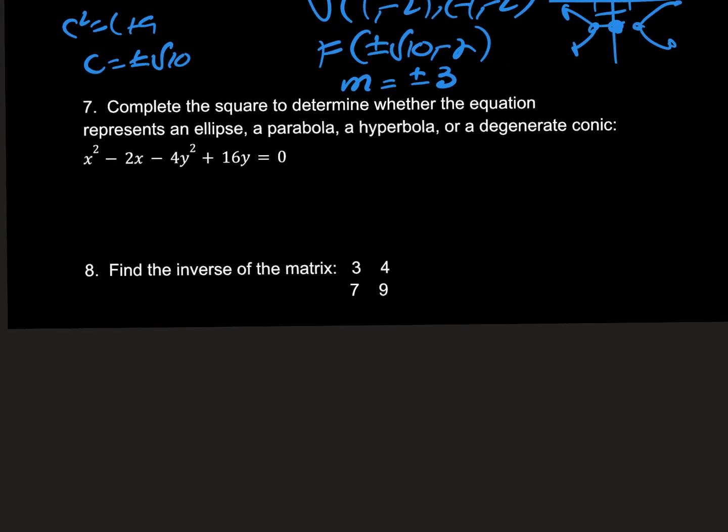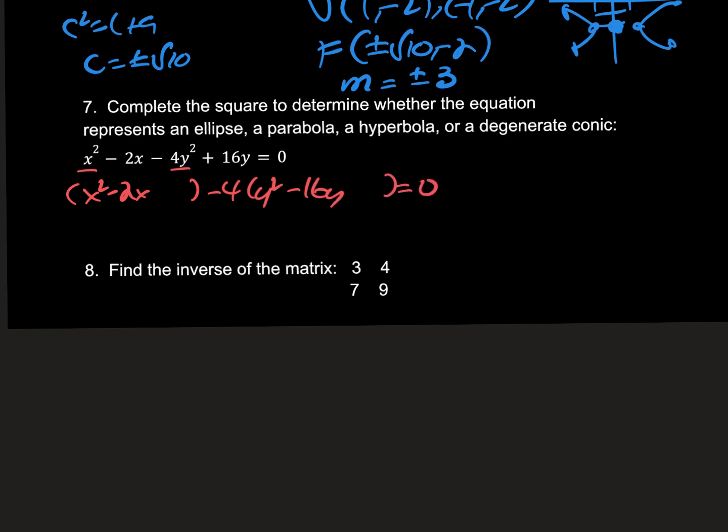Number 7, complete the square and figure out what it is. Okay, so notice there are 2 squares. I already know what it is. There's 2 squares. One's positive, one's negative, which means it's a hyperbola. So I got to make that look like a hyperbola. Okay, so I'm going to put my x's together and your y's together. And when you put your y's together, go ahead and factor out that 4. When you factor out that 4, it's going to make the 16 change signs also.